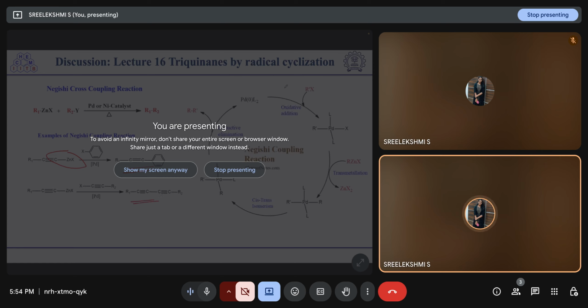So the mechanism is first oxidative addition of this aryl halide or this halide to this palladium will give this compound. Then transmetallation will take place with the zinc complex to eliminate zinc halide, and this will be formed. Then cis-trans isomerism will happen so that this R group and this R dash group will come cis to each other. Then reductive elimination of that R dash, the coupled product, will lead to the formation of the catalyst back. So that is the mechanism of the Negishi coupling reaction.